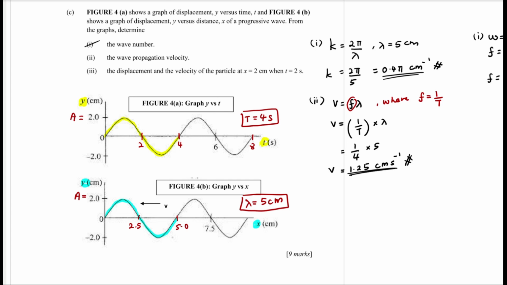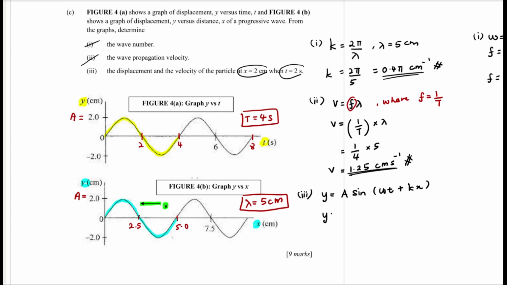Okay. And then the last one, the displacement and the velocity of the particle at 2 centimeter and t equal to 2 second. Alright. So now the equation. So we need to write the equation of the progressive wave here. Okay, where y is equal to A. So ini adalah general equation dia lah. Sin omega t. Alright, so since you look at here that v is to the left. Okay, kat situ dia dah tunjuk v to the left. So must be positive kx.